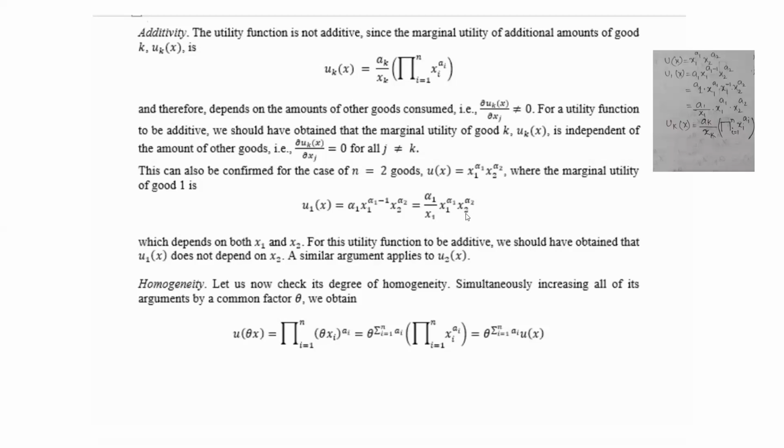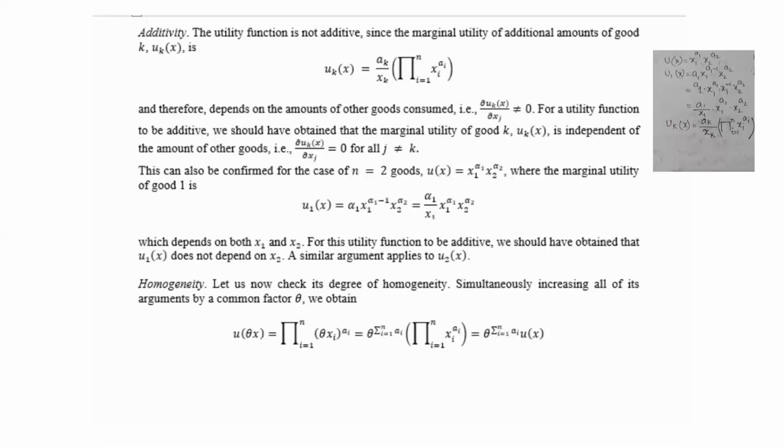Here we can find x2. So we can say that marginal productivity of good 1 depends on good 2, so the function won't be additive. And vice versa, if we calculate marginal productivity of good 2, we will see that marginal productivity of good 2 depends on x1. So this utility function breaks the additivity rule. And now I will move to the homogeneity part.